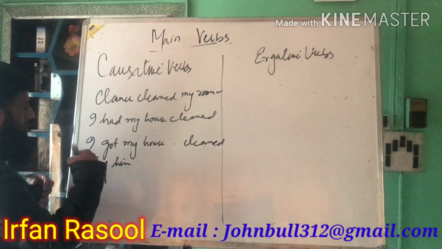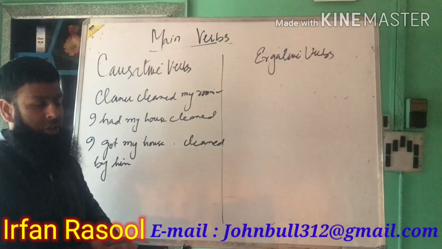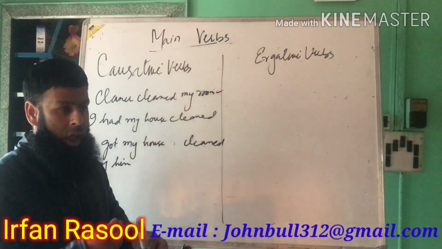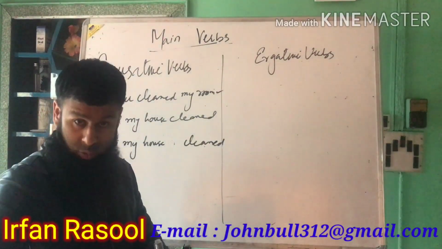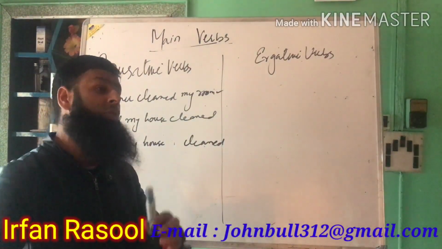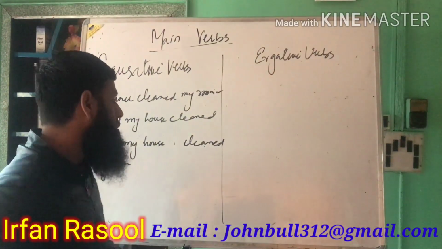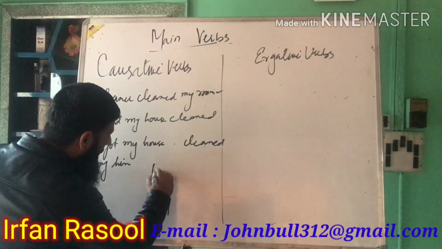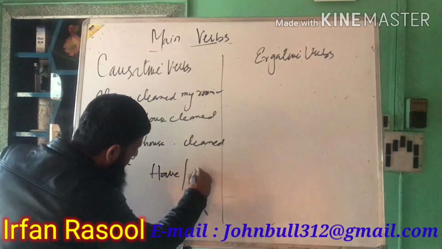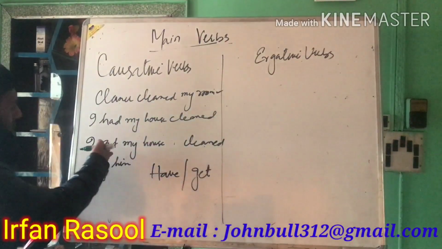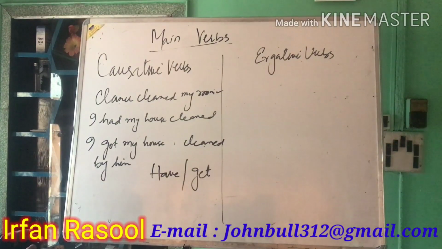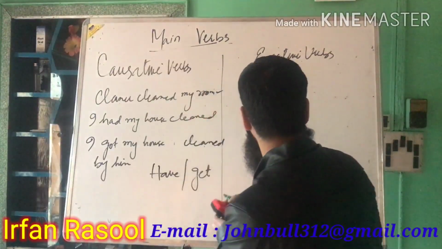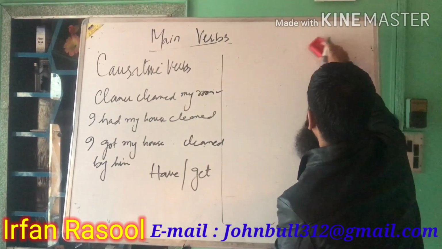So this pattern of sentences in which the action is actually done by somebody else for us, or somebody else does the action for somebody, that's what we call causative verbs. And basically we use two verbs here, more importantly, have and get. I put down the examples. Since we are not getting through the ergative verbs yet, I'll first tell you one more thing about these.